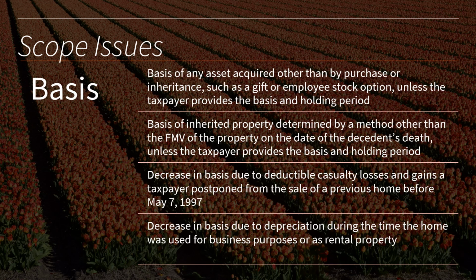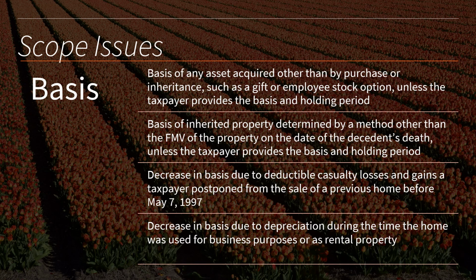Scope issues that are related specifically to basis are for any asset that was acquired in another way other than by purchase or an inheritance. So it could be a gift, or it could be like employee stock options, unless the taxpayer is providing us the basis and the holding period. We need to send those taxpayers on to a paid professional as well. The basis of an inherited property that was determined by a method other than the fair market value of the property on the date of the decedent's death. Again, unless the taxpayer is providing us the basis and the holding period.